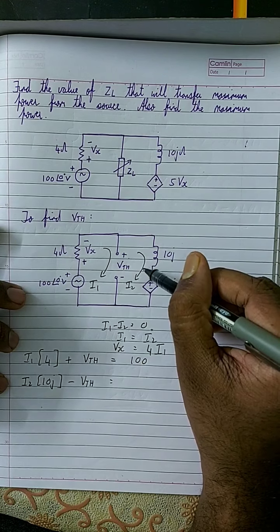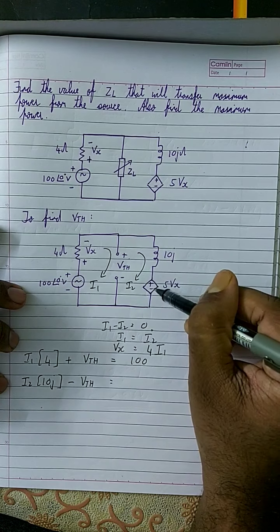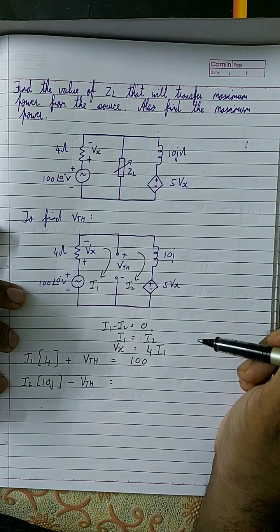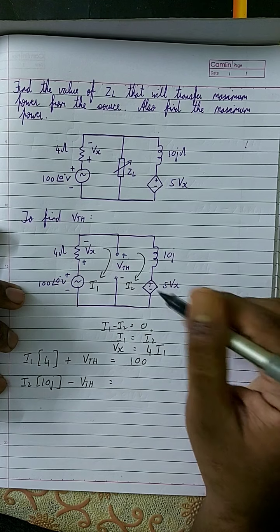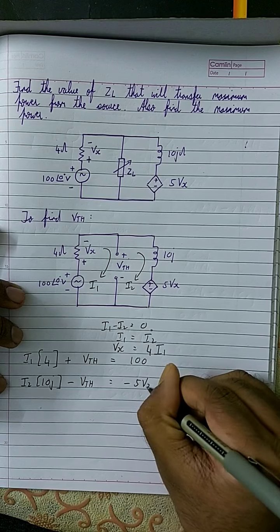This current is flowing into the positive terminal of the voltage source, which is not what it's supposed to do, right? This positive terminal is supposed to generate current, but here it is opposing I2, because the current is flowing into the positive terminal. So it is minus 5 Vx, okay?